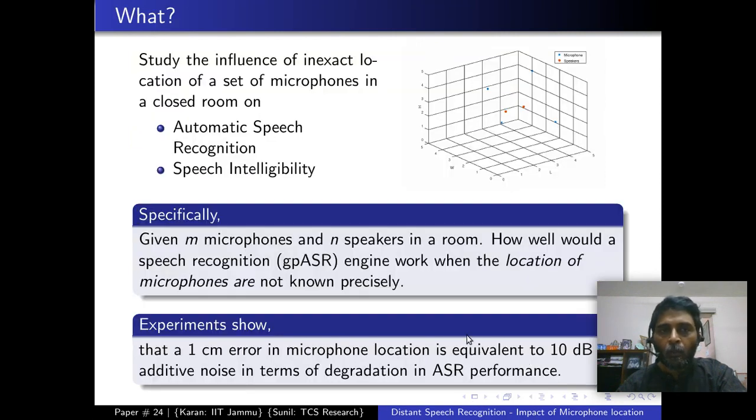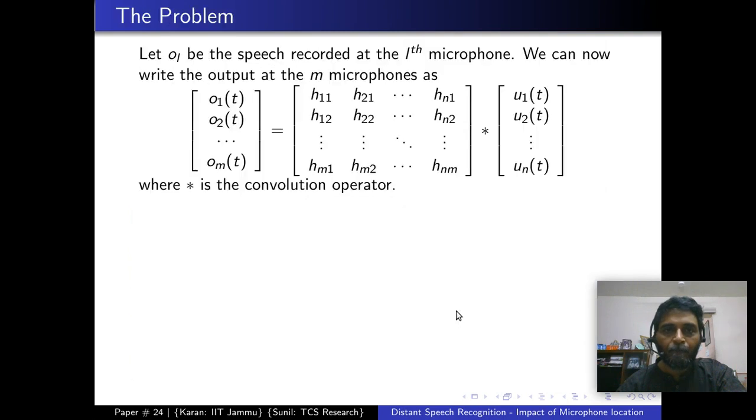So what we are trying to do is see what the performance of speech recognition and also speech intelligibility would be when the location of the microphone is inexact, or you do not know the exact location. Specifically, in our paper, we have looked at M microphones and N speakers, and the idea is to see how a general purpose speech recognition engine will work when the locations of the microphones are not known precisely.